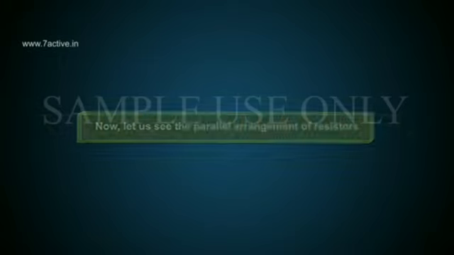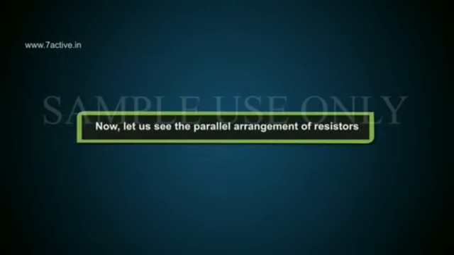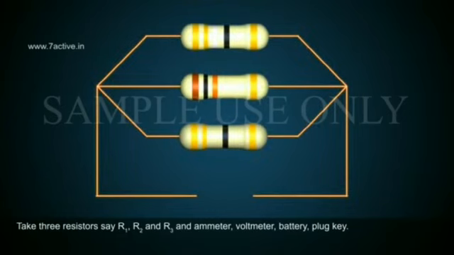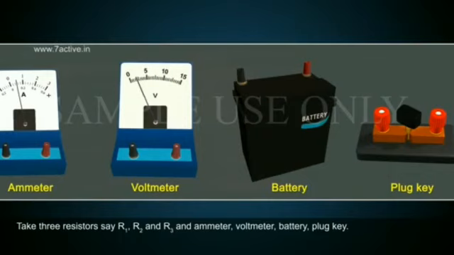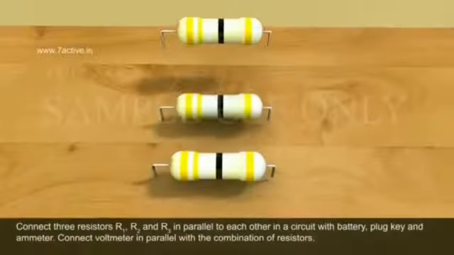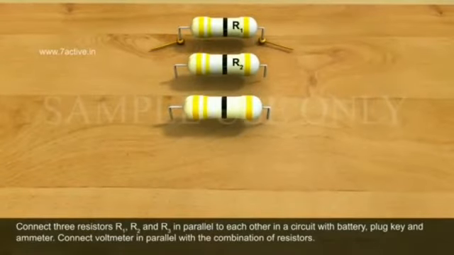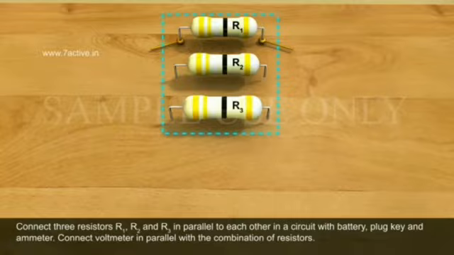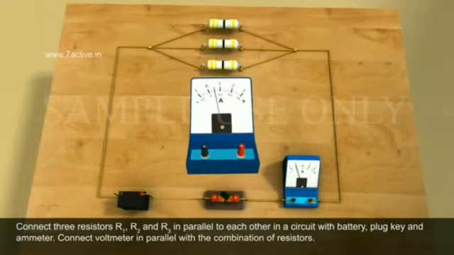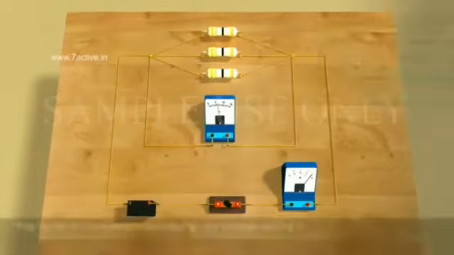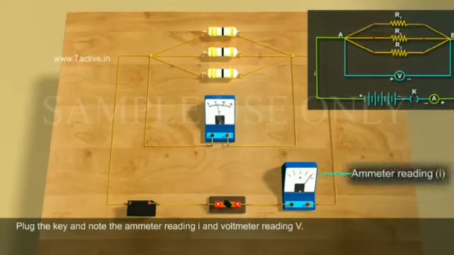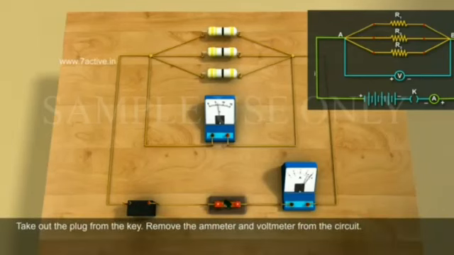Now we will see what is parallel arrangement of resistors. Take three resistors, say R1, R2 and R3, and ammeter, voltmeter, battery, plug key. After that, connect three resistors R1, R2 and R3 in parallel to each other in a circuit with battery, plug key and ammeter. Connect voltmeter in parallel with the combination of resistors. After that, plug the key and note the ammeter reading I and voltmeter reading V. Then take out the plug from the key, remove the ammeter and voltmeter from the circuit.